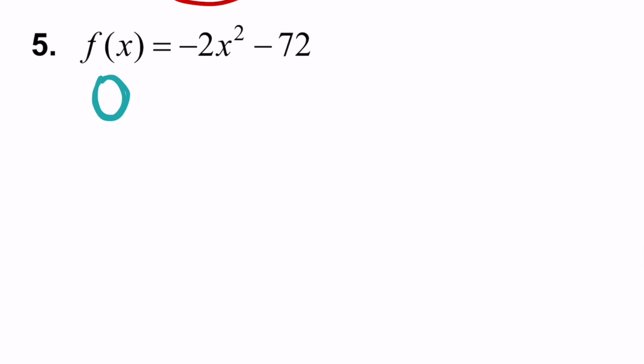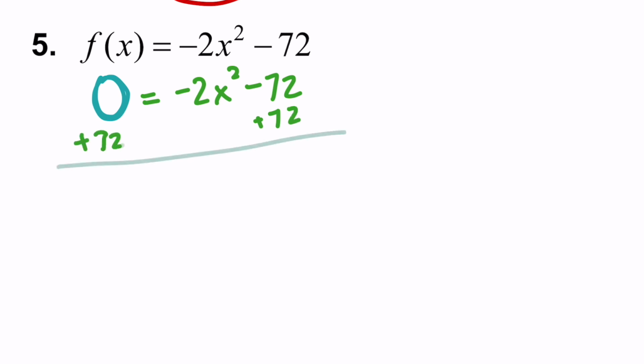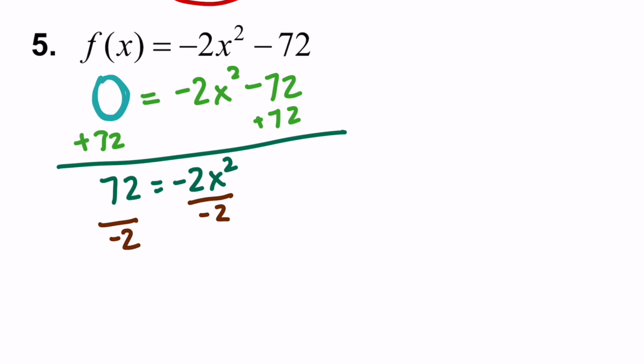Now there's not an x squared and an x. So what we want to do is say 0 equals negative 2x squared minus 72. If there's not an x squared and an x, you want to solve for that x squared. We're going to add 72 to both sides of the equal sign. We get 72 equals negative 2x squared. Divide both sides by negative 2 to get the x squared alone, and we get negative 36 equals x squared.